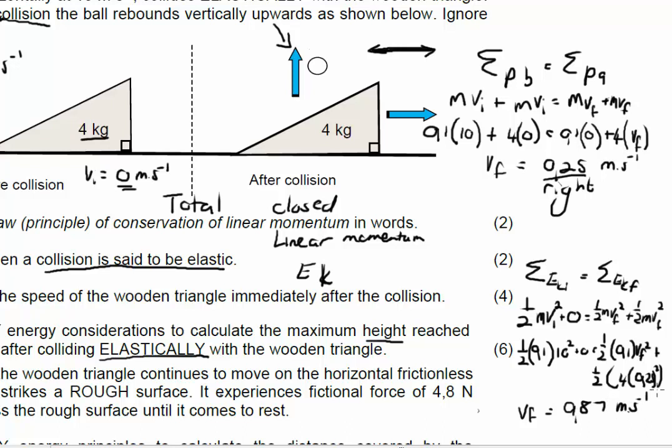Remember, this is vertically upwards. This is why I'm not using linear momentum as well. Remember, linear momentum only works in one direction. Vertically, the velocity was 0 in our previous question. When we use the principle of conservation of kinetic energy, we can calculate the velocity of the ball as 9,87 meters per second, and it will be upward.